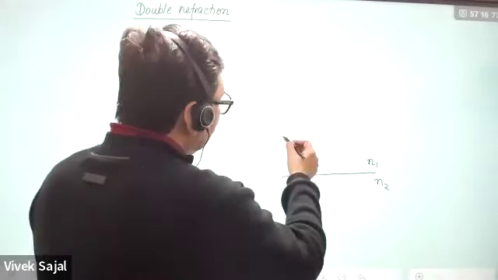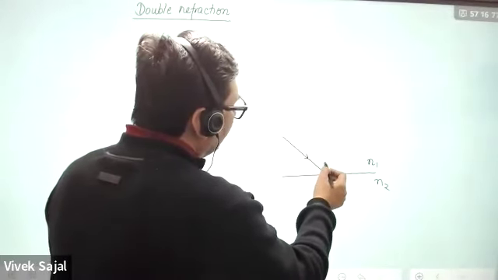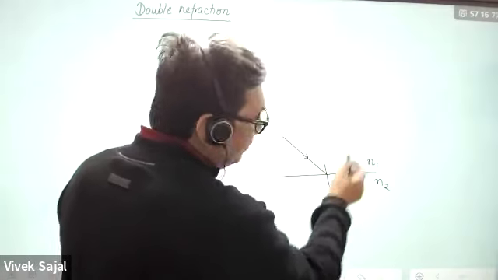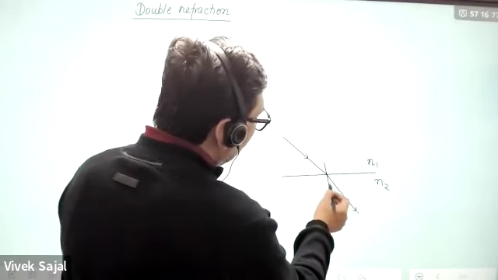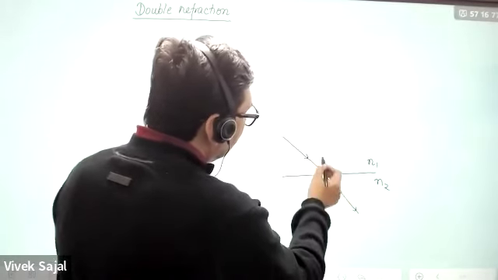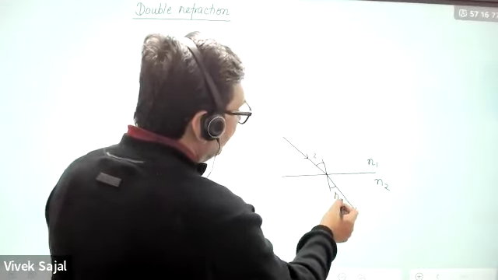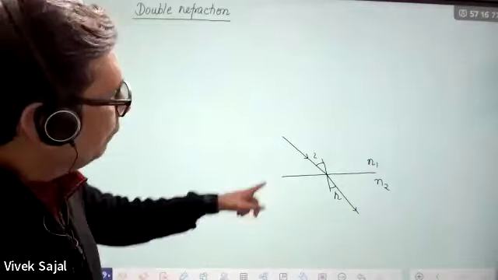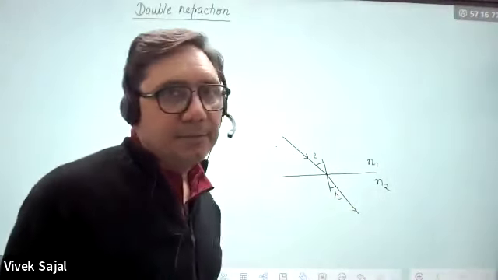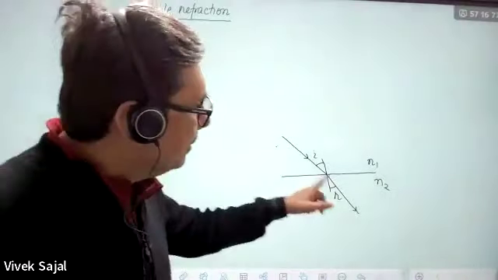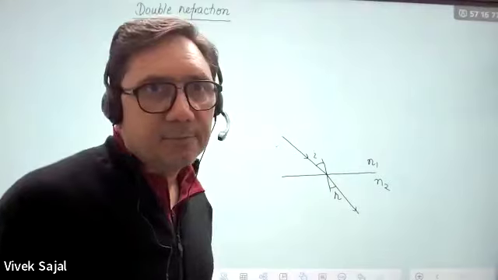If light is incident on it, then a part of it will be reflected back in the same medium and a part of it will be refracted. So for one incident ray here, this is called the angle of incidence, and this is called the angle of refraction. For one incident ray, there will be one refracted ray. This is ordinary simple refraction.